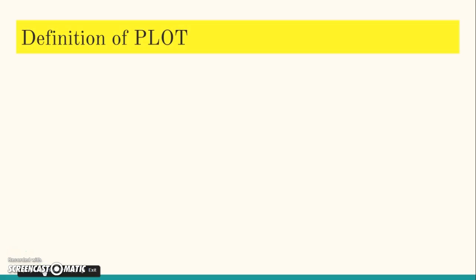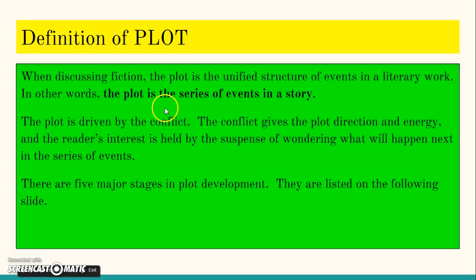Okay, so first we need a definition of plot. The fancy, very academic definition is that the plot is the unified structure of events in a literary work, also a movie or other story. In other words, the plot is the series of events in a story. That's a little bit more simple. It's the order of events in a story.